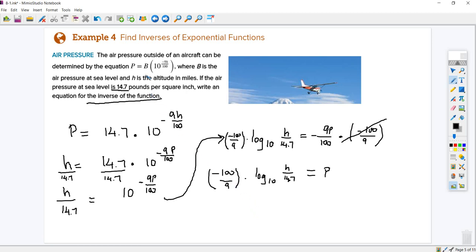There we go. This is the logarithmic equation. It represents the same situation that is shown here with exponentials. P is equal to negative 100 over 9 times log 10 of H over 14.7 will be the inverse function. If we are looking for what's the pressure after some certain height, you will just put the H here, a number, and see what's the pressure at that altitude. That's it.